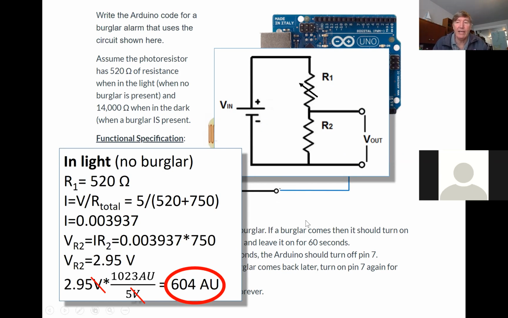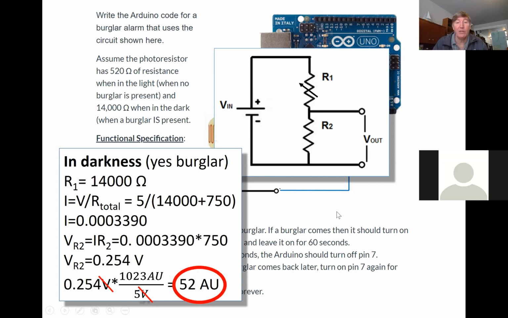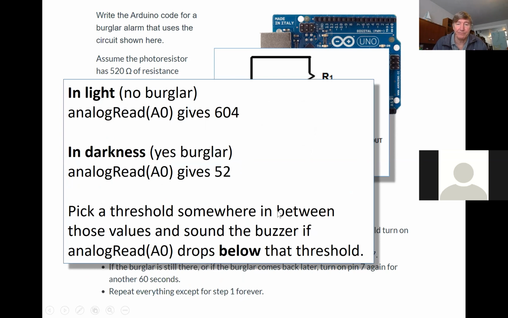So this is what I get if the burglar is not present. My voltage divider gives me an output of 2.95 volts, which when the Arduino does analogRead(A0), it's going to report as 604 Arduino units. When the burglar is present, the resistance of the photoresistor changes. So now instead of 2.9 volts, it drops to about 0.25 volts, which the Arduino will report as 52 when I do an analogRead(A0).